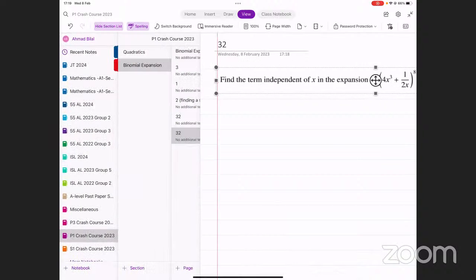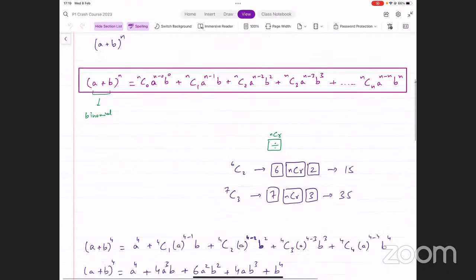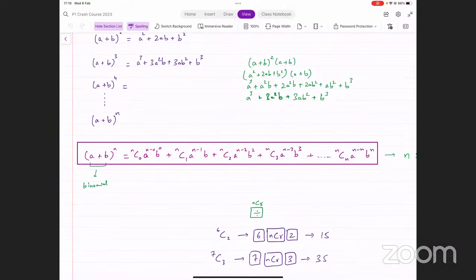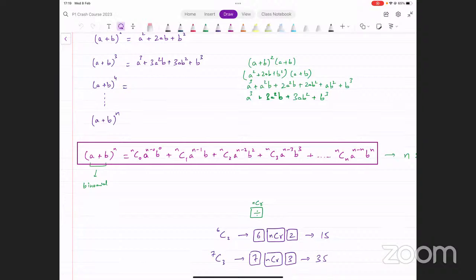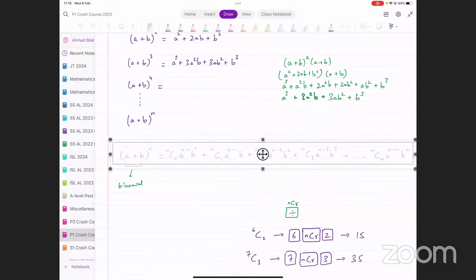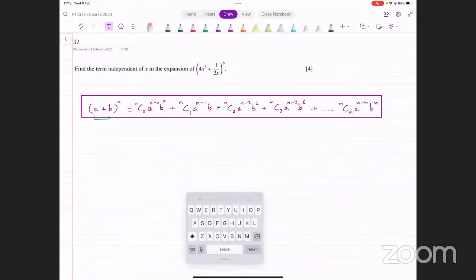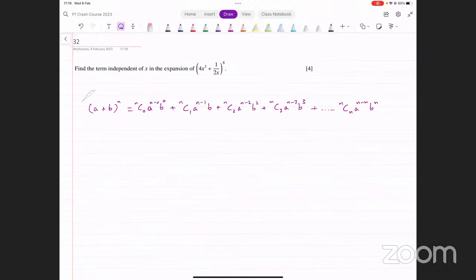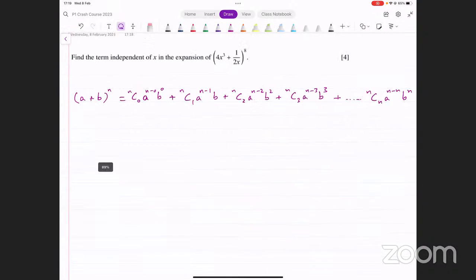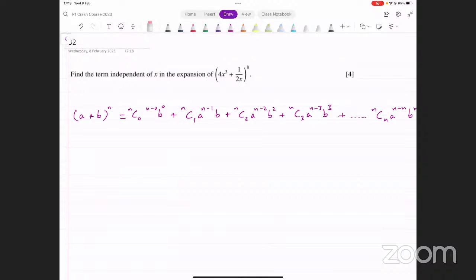Remember, I wrote this formula in our last class that this is what the binomial expansion formula looks like originally. Let me write this down here. Okay, so this is what the formula looks like originally. A plus b whole raised to power n equals nC0 into a raised to power n minus 0 into b raised to power 0 and so on. This is how this formula goes.